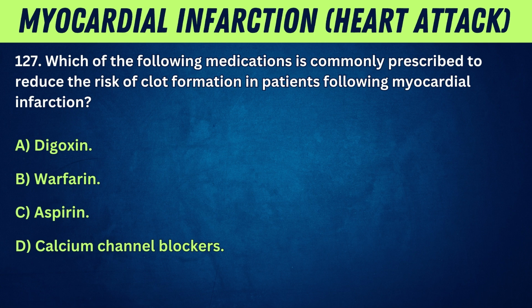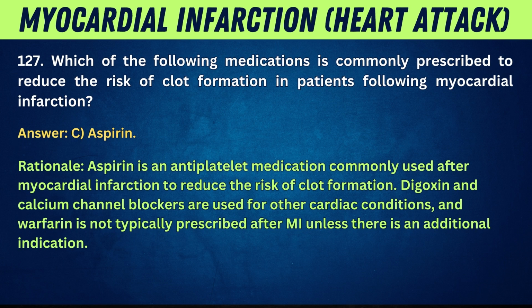127. Which of the following medications is commonly prescribed to reduce the risk of clot formation in patients following myocardial infarction? A. Digoxin. B. Warfarin. C. Aspirin. D. Calcium channel blockers. Answer: C. Aspirin. Rationale: aspirin is an antiplatelet medication commonly used after myocardial infarction to reduce the risk of clot formation. Digoxin and calcium channel blockers are used for other cardiac conditions, and warfarin is not typically prescribed after MI unless there is an additional indication.